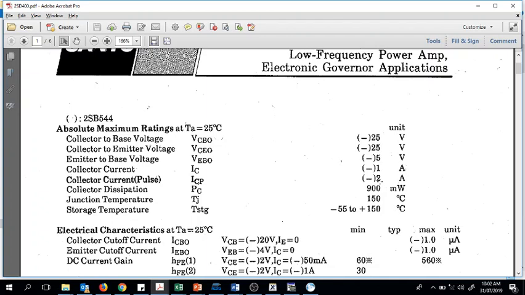It was 50 milliamperes in 2SC828, but in here it's 1 ampere and 2 amperes pulse current. The maximum power dissipation, that is the rated power dissipation, is 900 milliwatts. Again, the junction temperature is 150, so if you exceed the 150, it will burn itself.